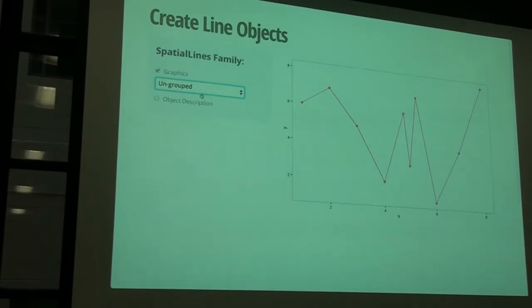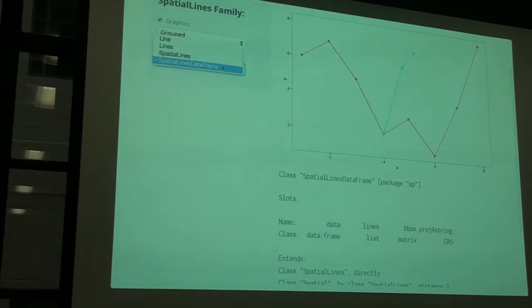For example, if we group the points into two, then with the same points, we could actually create some different graphical representation. So in this case, we will need a few more classes instead of just the spatial point or spatial data frame. We need two more.